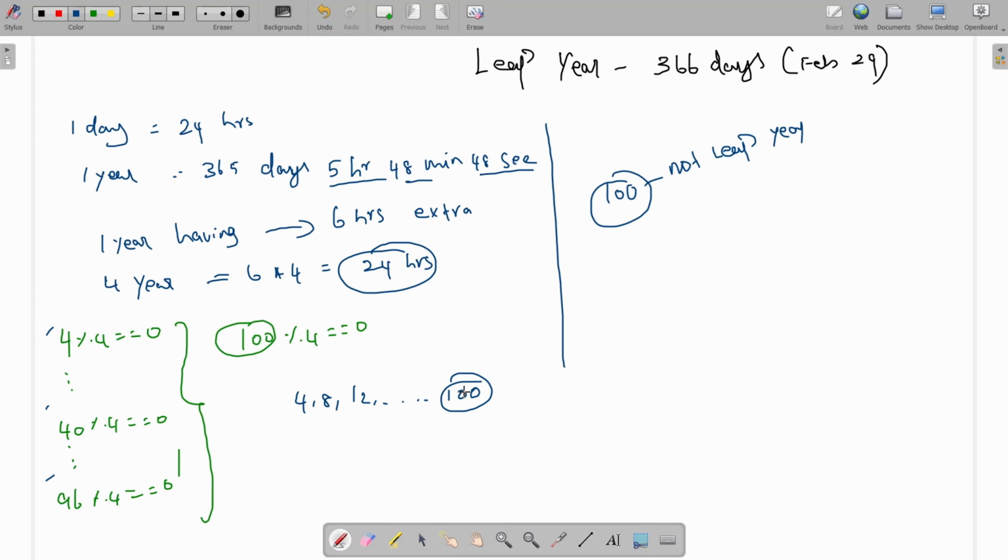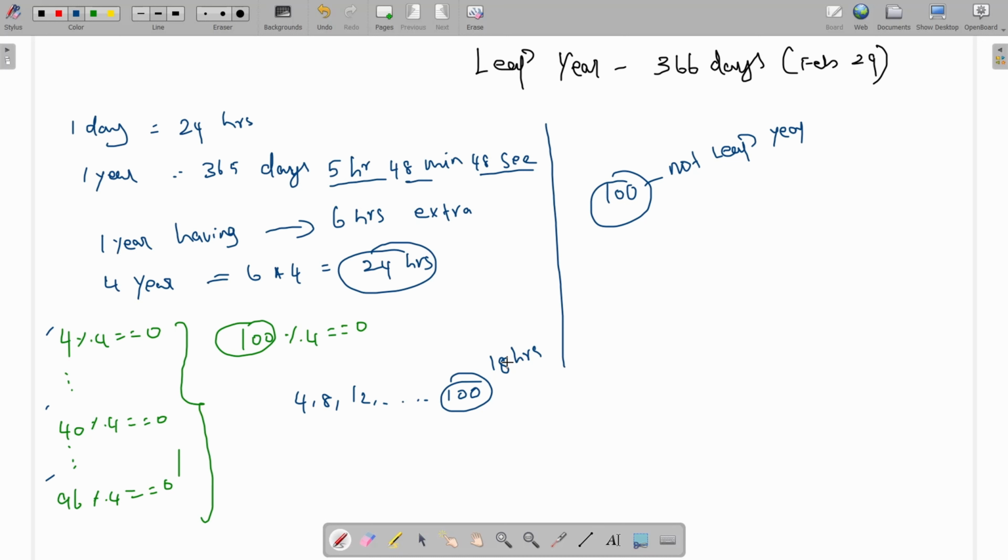Do you know what my debit is? My debit is 18 hours. So I have to pay back my debit of 18 hours to the future because I was borrowing to round up my 5 hours 48 minutes and 48 seconds to 6 hours. So I am planning to repay my debit in this century year.